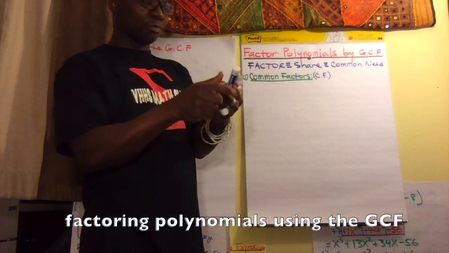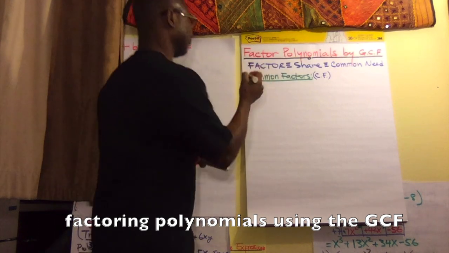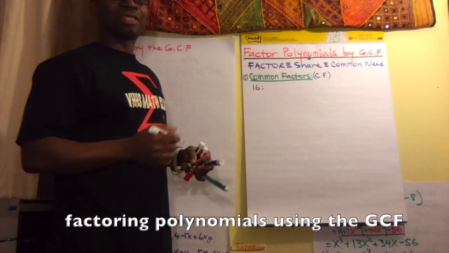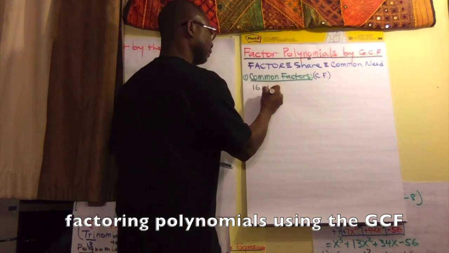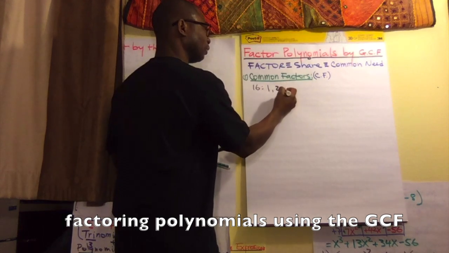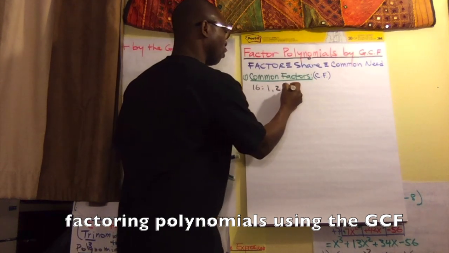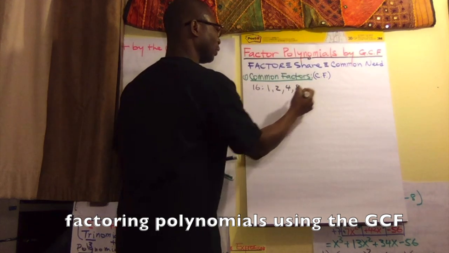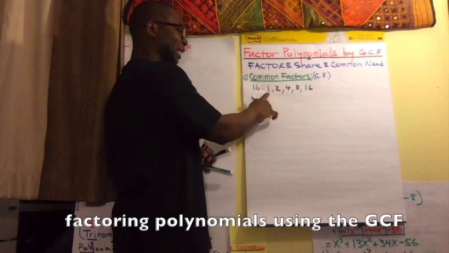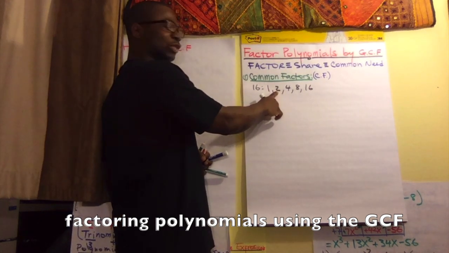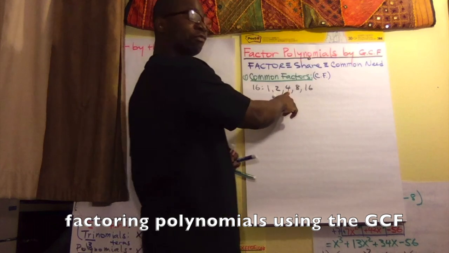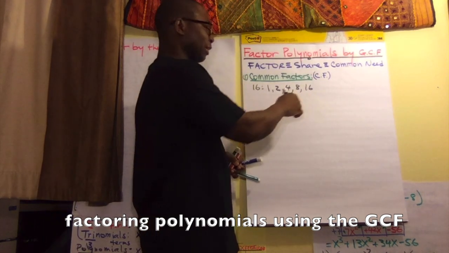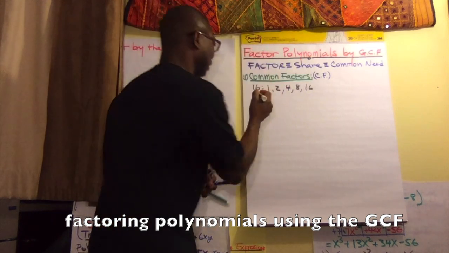Let's take, for example, the number 16. 16 is a multiple of 1, a multiple of 2, multiple of 4, multiple of 8, or multiple of 16 itself. 1 times 16 is 16, 2 times 8 is 16, 4 times 4 is 16, 8 times 2 is 16, 16 times 1 is 16. If we take the number 20, let's pick 20.